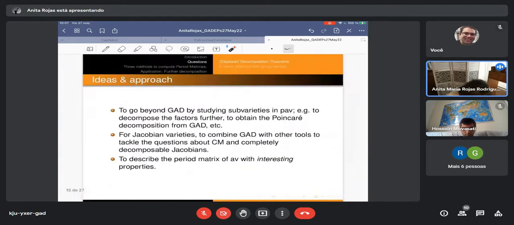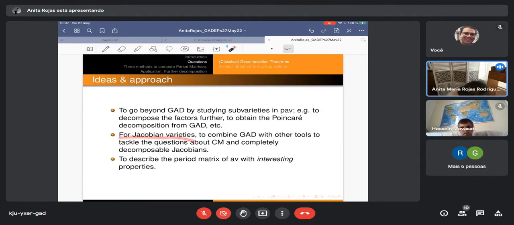For instance, we were able to improve the gaps of Serre. Okay, that's to fill some gaps. So the ideas and approach of what I'm going to show you, and now we are sort of entering a current work, is the following. First idea is to go beyond the group algebra decomposition by studying the subvarieties there, to find out whether they decompose further or not, to obtain the Poincaré decomposition from there, and so on.